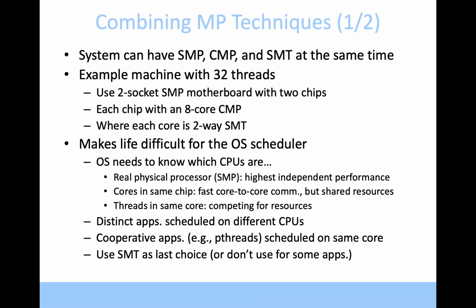So you can have all 3 of these techniques in one machine, right? You can have multiple sockets. Each of those sockets has a multi-core chip, and then each core is multi-threaded. So if you want 32 threads, you can have a 2-socket SMP motherboard with 2 chips. Each chip has 8 cores, and each core is 2-way multi-threaded. So 16 threads in one chip, two chips, you have 32 threads.